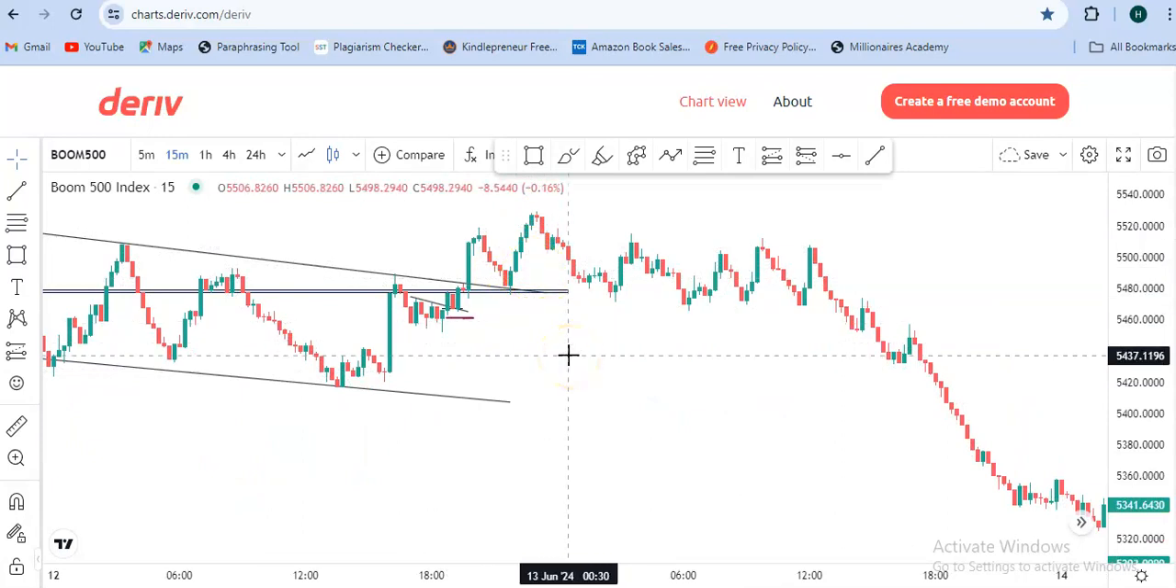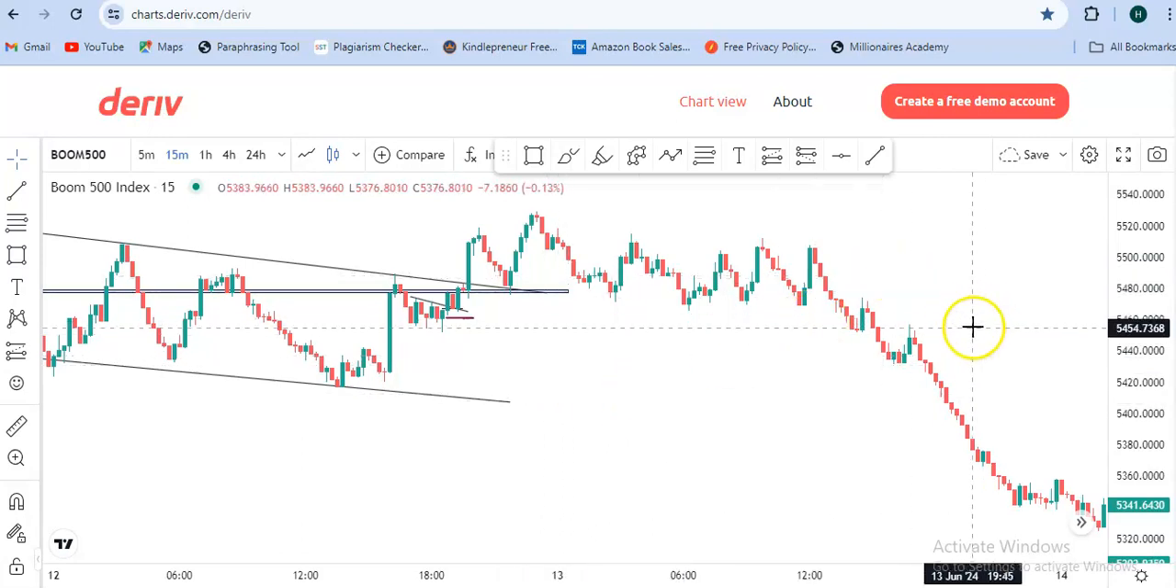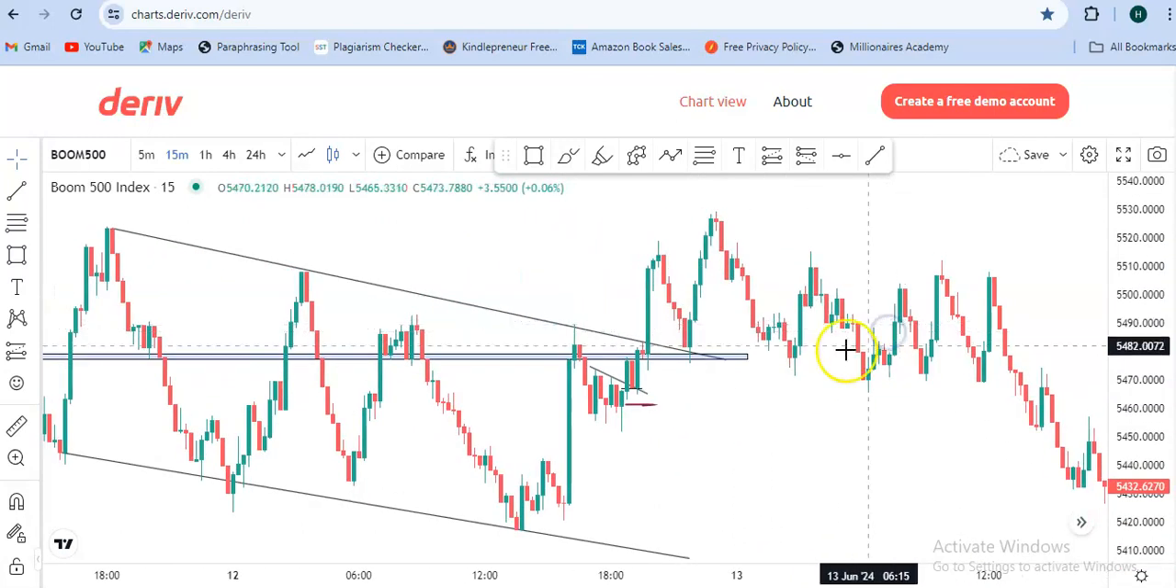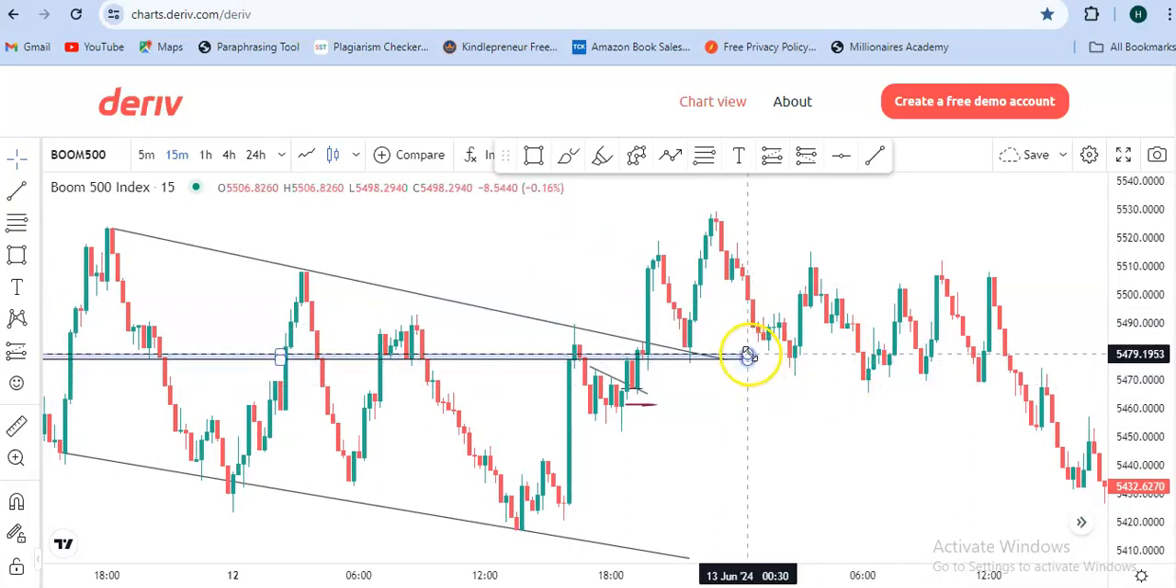So this is a very easy way of catching multiple spikes, not going to the 1 minute time frame to be looking for indicators and all those things, although those ones also work. But this one, I'm telling you, is a guaranteed way of catching multiple spikes.